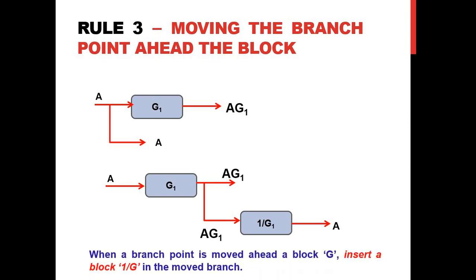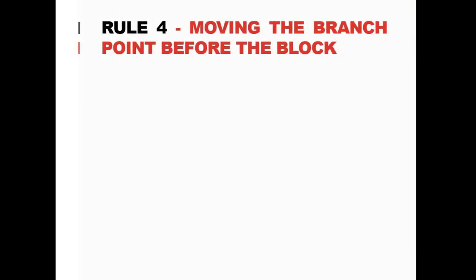So the inference we get from this rule 3 is that when a branch point is moved ahead of a block called G, insert a block of value 1 by G in the moved branch. We have to add that block with the value 1 by G in the branch that is moved from one point to another point.